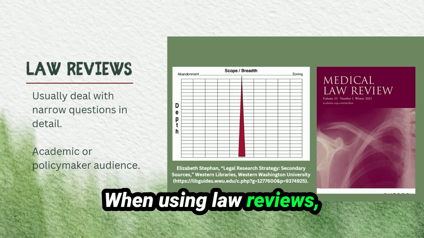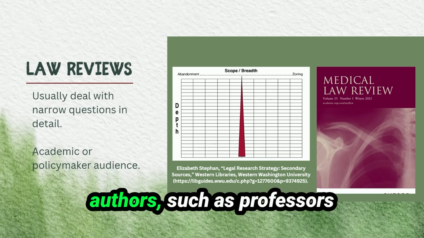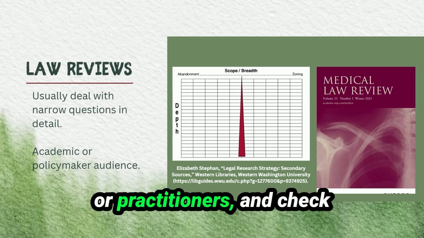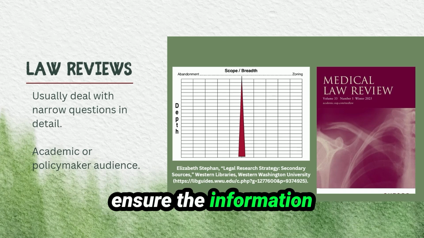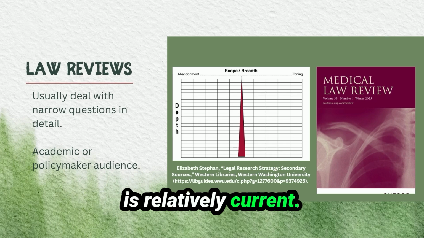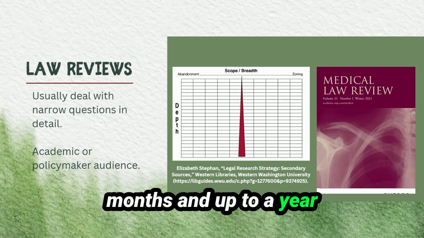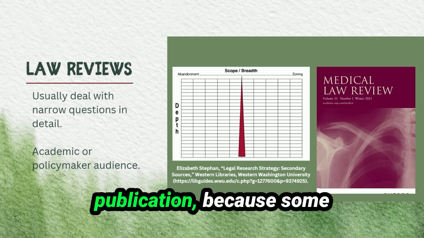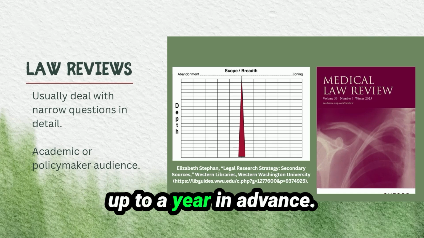When using law reviews, prioritize articles by reputable authors, such as professors or practitioners, and check the publication date to ensure the information is relatively current. Assume that the research is at least a couple of months and up to a year out of date from the date of publication, because some law reviews select articles up to a year in advance.